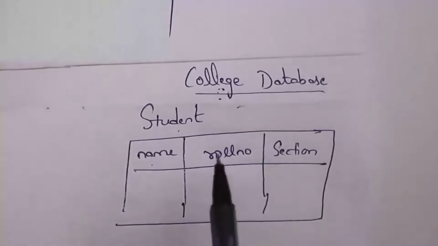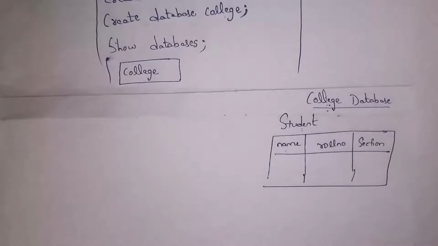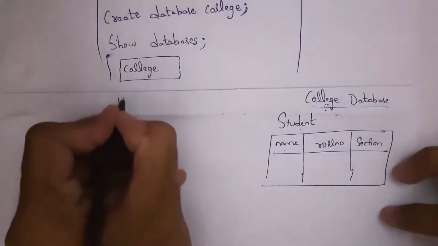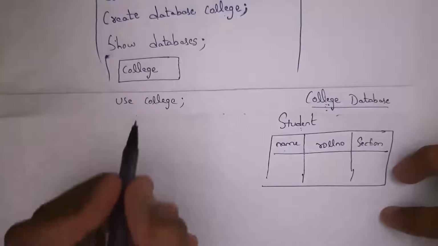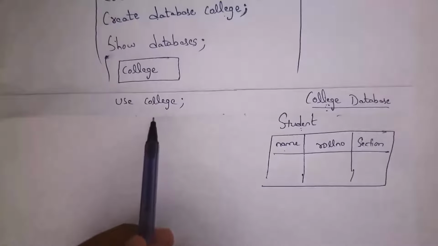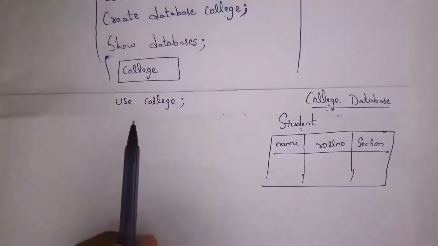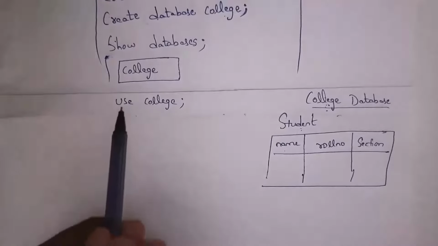I will write code in order to create student table. In order to create student table inside this college database, at first you need to write use college, where college is my database name. Whenever you write here use college, now whatever the tables that we create, all these tables are stored in college database. So definitely write use college.